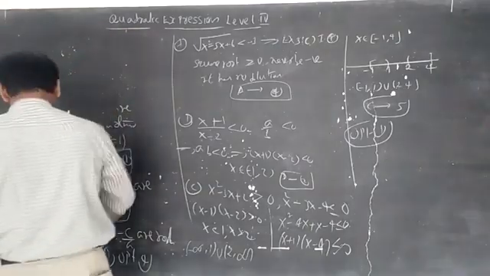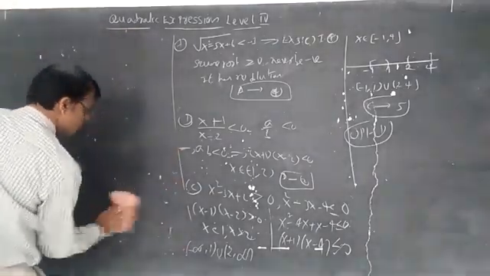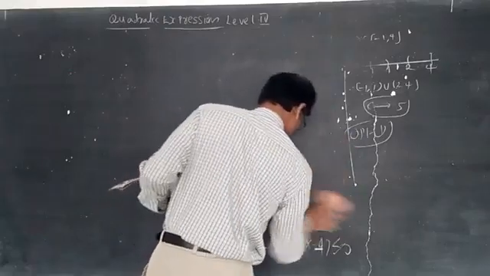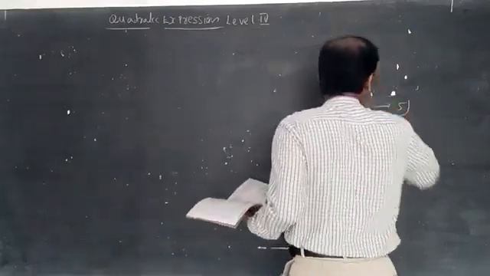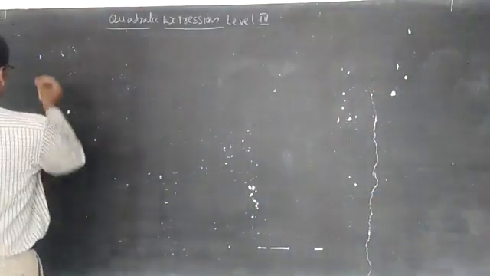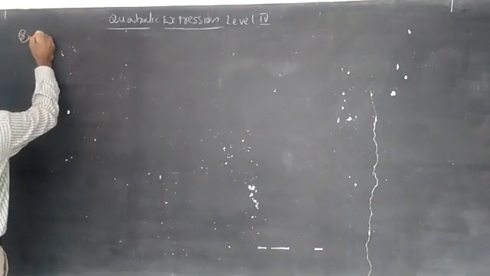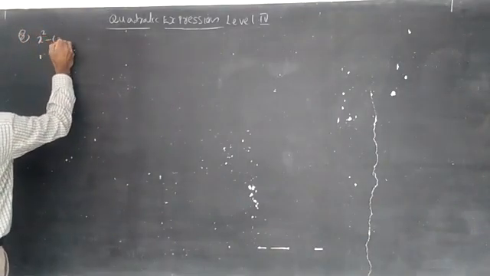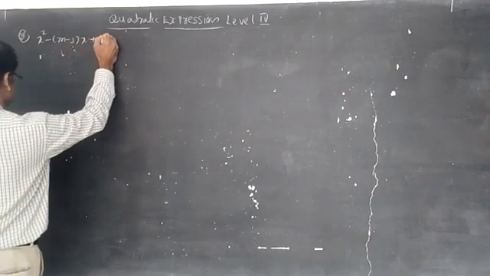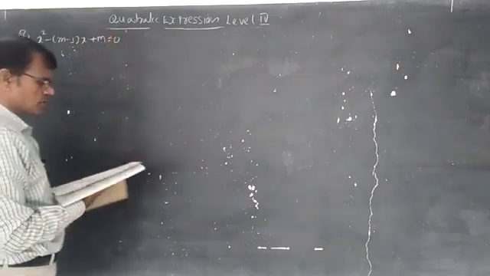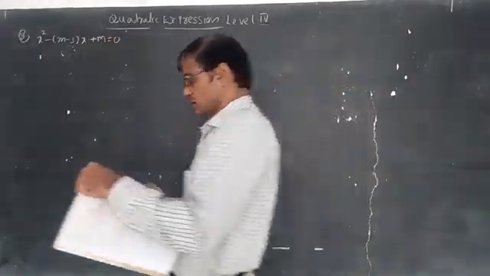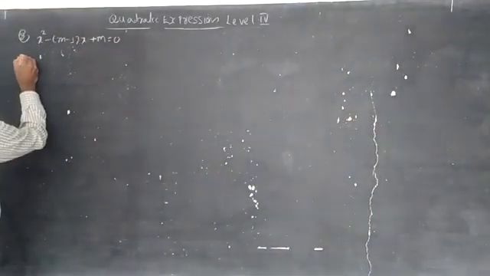x square minus of m minus 3 into x. 8th one: x square minus of m minus 3 into x plus m is equal to 0 be a quadratic equation and match the following. Both roots greater than first one.